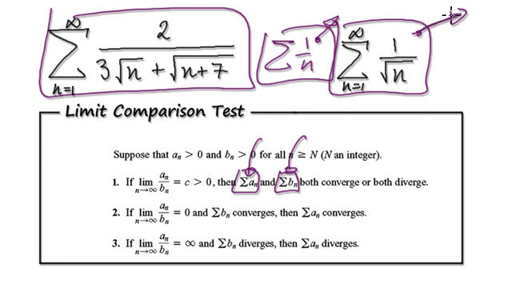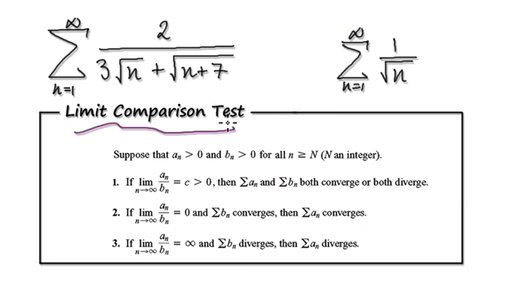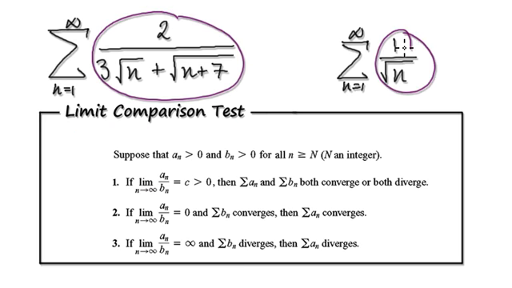So 1 over root n will definitely diverge, because if you look at the graph, 1 over n looks like this, 1 over root n looks like this, and 1 over n squared will look like this. If 1 over n already diverges, then 1 over root n will definitely diverge. Well, we've seen this before. 1 over root n will diverge. So with the limit comparison test, we are going to compare this with this.